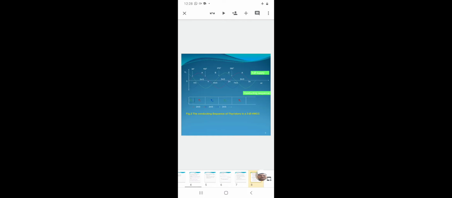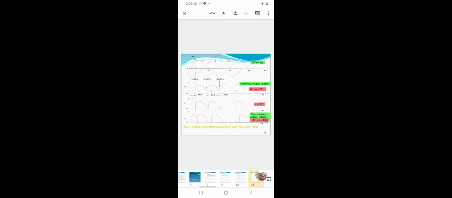This is the circuit diagram, and this is the conduction sequence. This is the operation for each phase: phase A, phase B and phase C. This is the operation, and this is the average output voltage for the corresponding circuits.